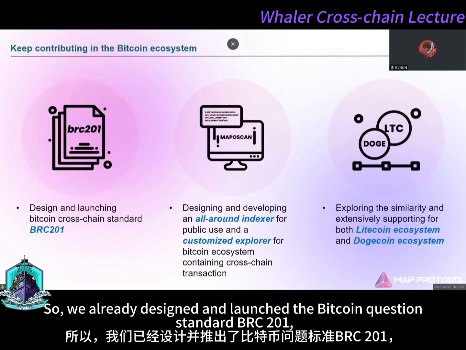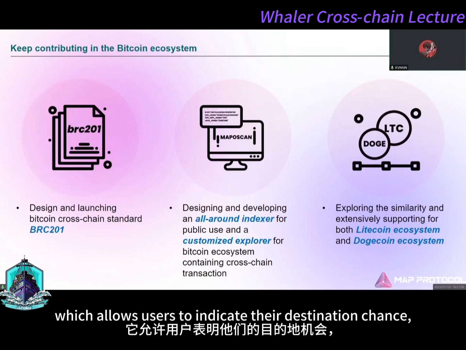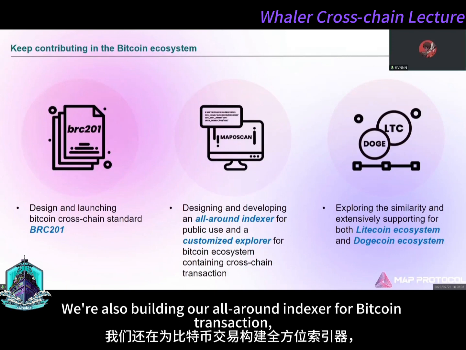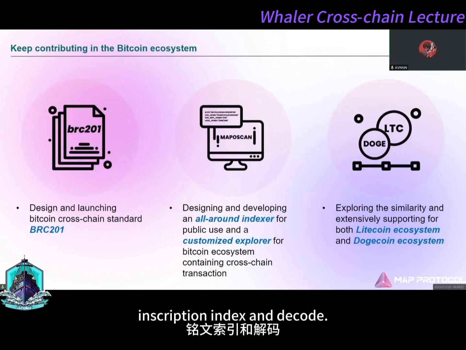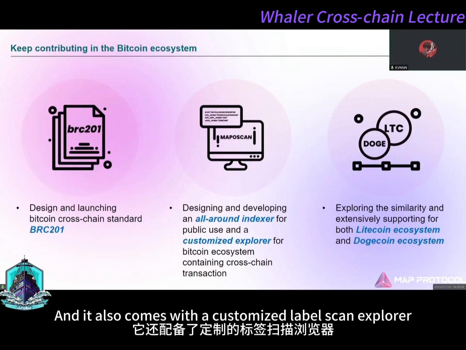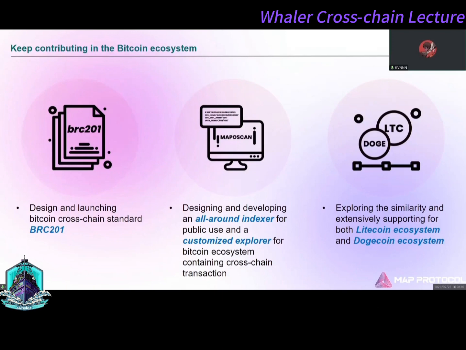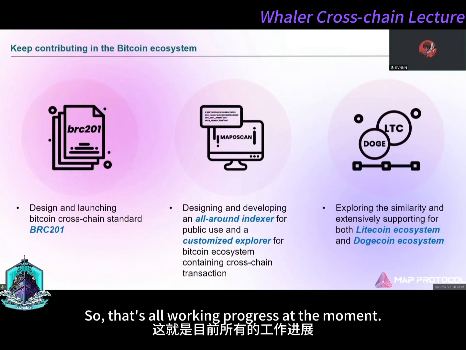We already designed and launched the Bitcoin cross-chain standard BRC201, which allows users to indicate their destination chains, token ticker, and amount in a cross-chain inscription. We're also building our all-around indexer for Bitcoin transactions, inscription, index, and decode, and it also comes with a customized MAPO scan explorer for visualizations, including those cross-chain transactions. That's all work in progress at the moment.